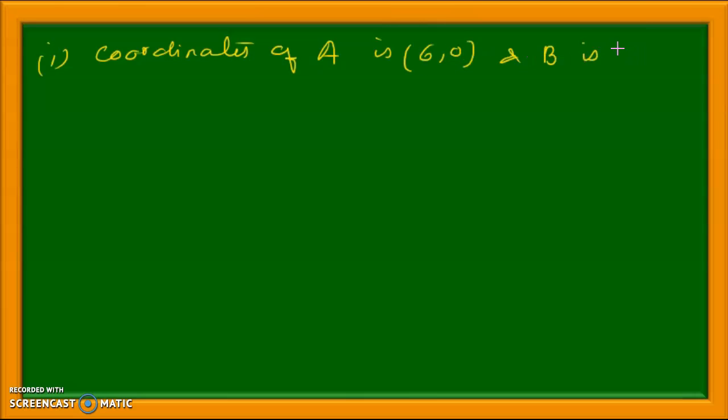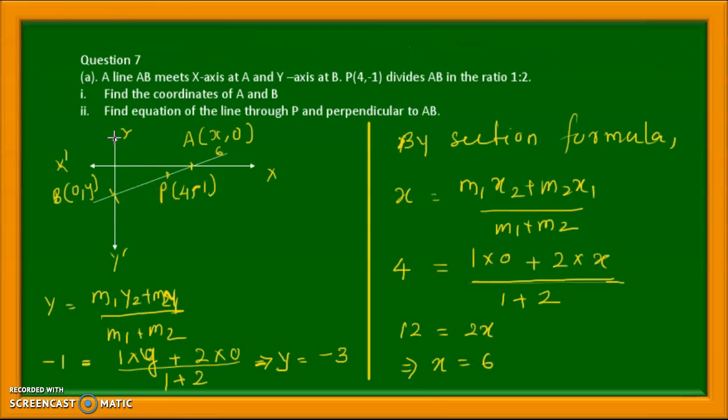Now we can write that one. Coordinates of A is (6, 0) and B is (0, -3). So that one is over. Next question, it is not completed. One more question is there.